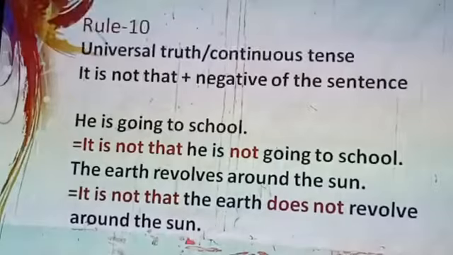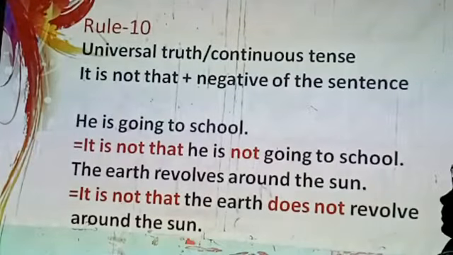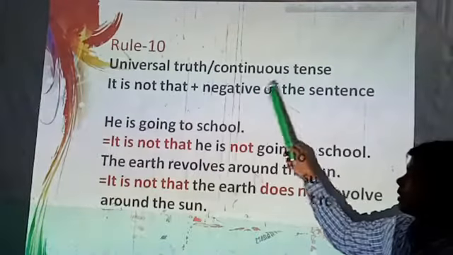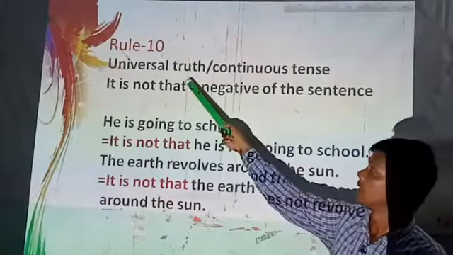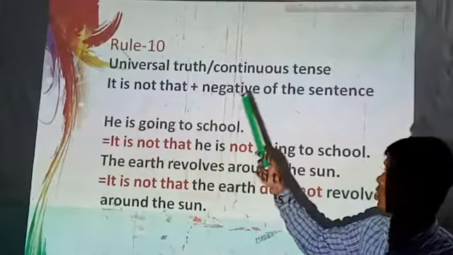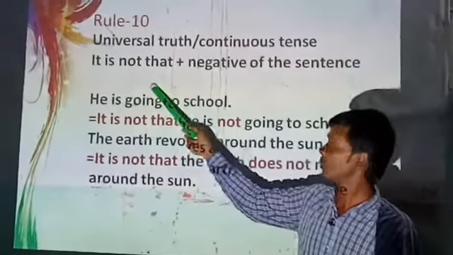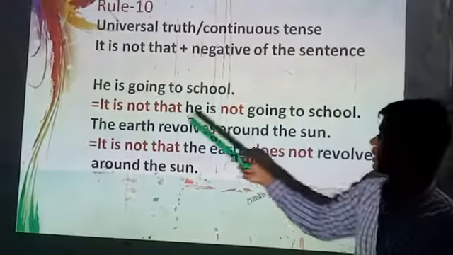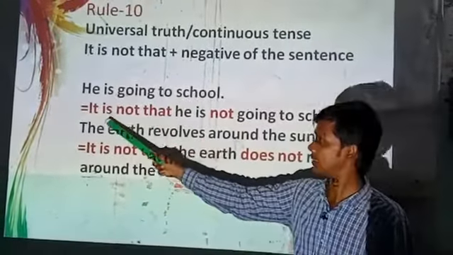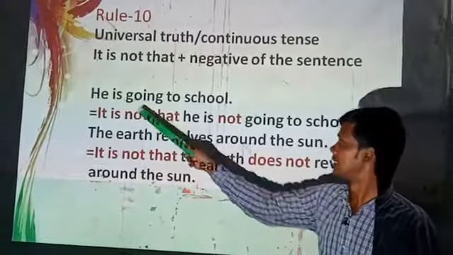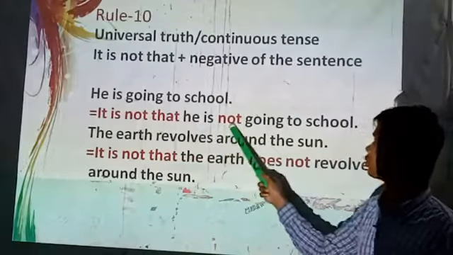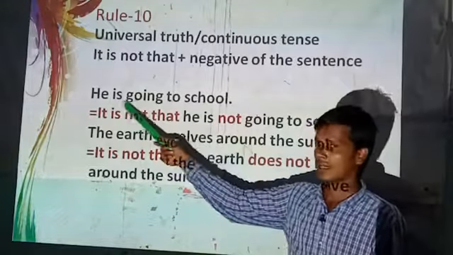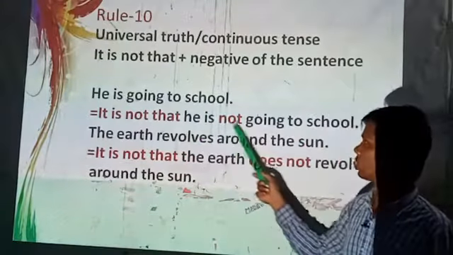Okay. This is rule number 10. Universal truth or continuous tense. In case of universal truth or continuous tense, you will write it is not that at the beginning of the sentence plus the negative of the sentence. He is going to school. Look at this. It is not that he is not going to school. You will have to make the full sentence negative.